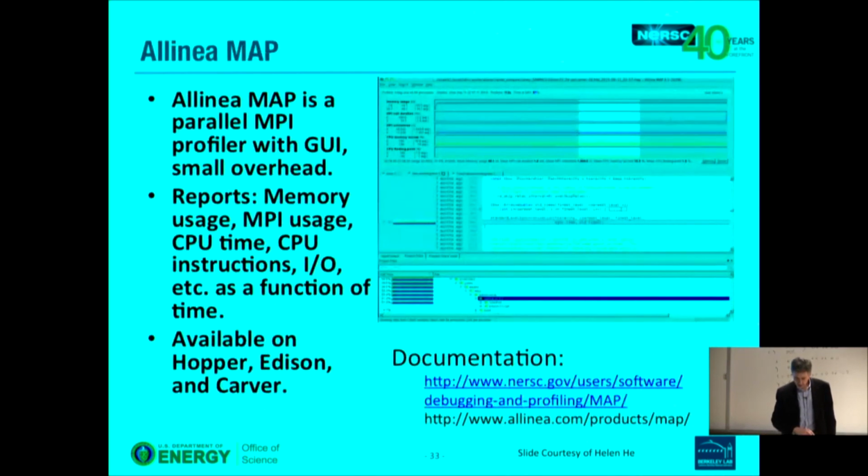Okay. There's also a product called Allinea MAP. Allinea is the company that makes DDT. So this is one of their performance tools. It's a parallel MPI profiler with a GUI, and it'll also give you things like memory usage, MPI usage, CPU time, instructions, I/O, et cetera. It's available on Hopper, Edison, and Carver, and again, there's the documentation.